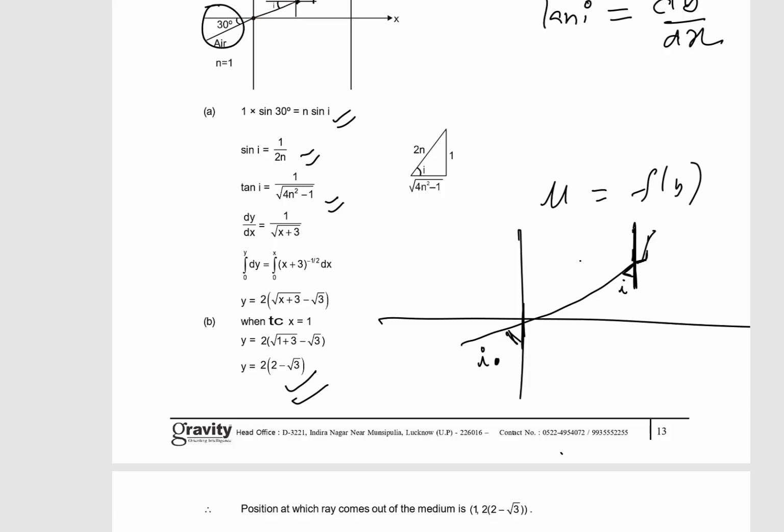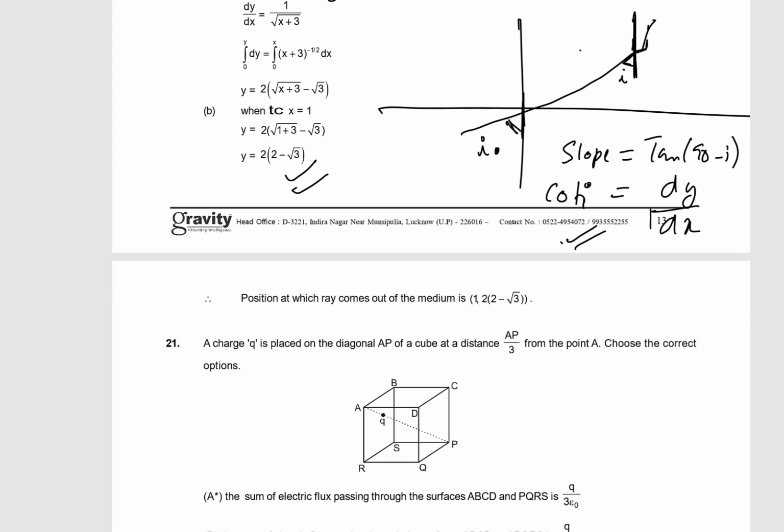Okay, the slope there will not be tan I, the slope will be equal to tan(90 minus I), that is cot I, equal to dy by dx. How will we find cot I? By using Snell's law, we'll first find sin I. From that, we'll get this cot I and substitute. We'll integrate, and we'll get whatever the equation is necessary.